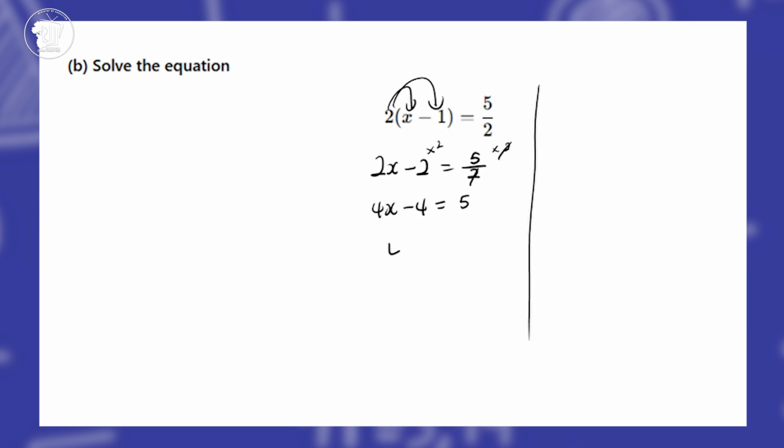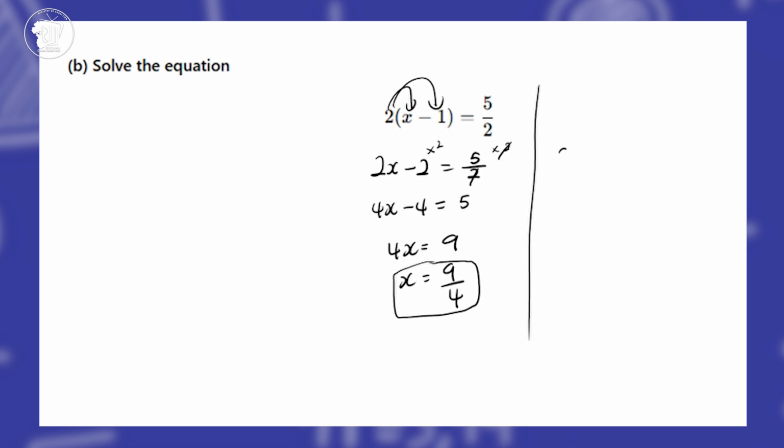So 4x would be equal to, subtract 4 and take it over, we'll add, so 5 plus 4, this will be 9. So x would therefore be equal to 9 over, since 4 is multiplying, take it over, it will divide, 9 over 4. Hence, the answer is 9 over 4. And that is one way we can solve it. Or, let's continue from this step.